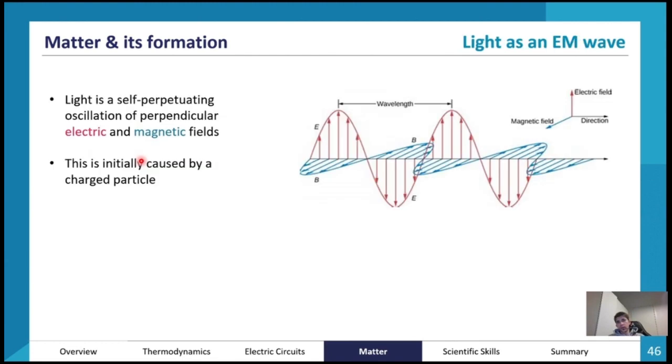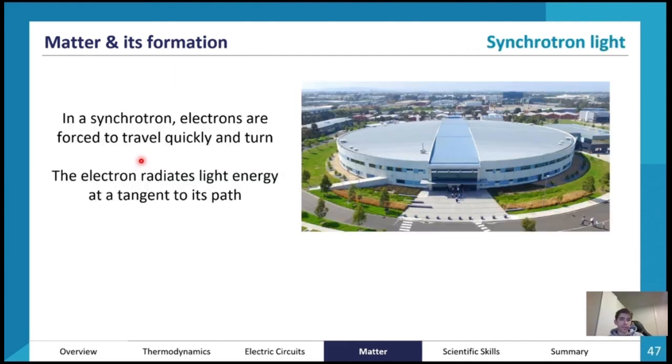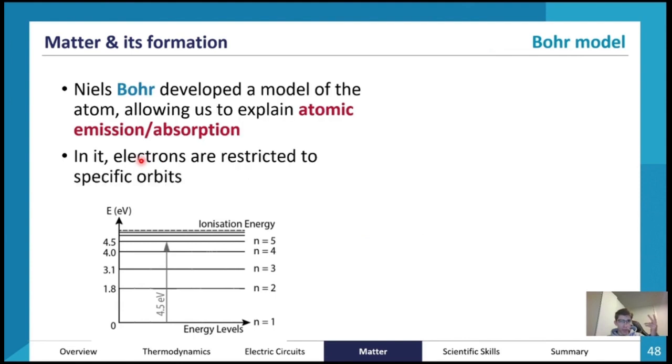Bonding energy curve, fusion and fission, electromagnetic radiation. So when it comes to electromagnetic radiation, because as I said, energy is going to be emitted in the form of radiation, it's actually a propagating electric and magnetic field, which are perpendicular to one another. Usually in Australia, these experiments are conducted in something called the synchrotron, which is a particle accelerator.